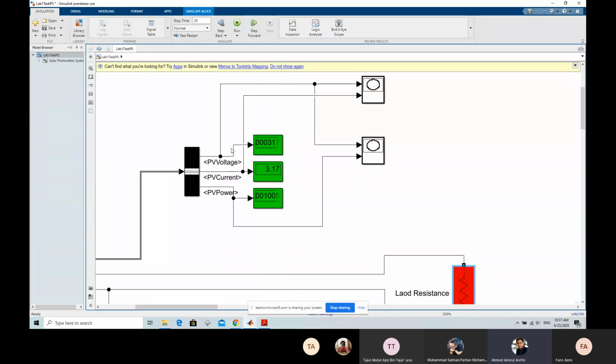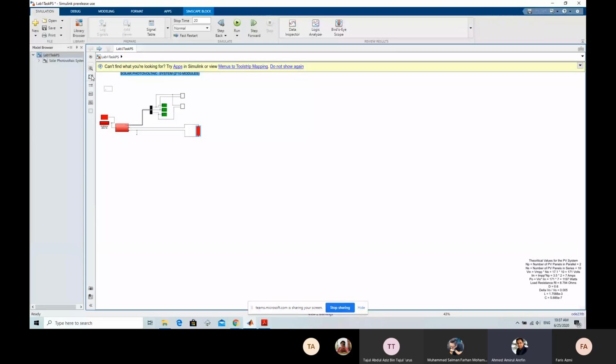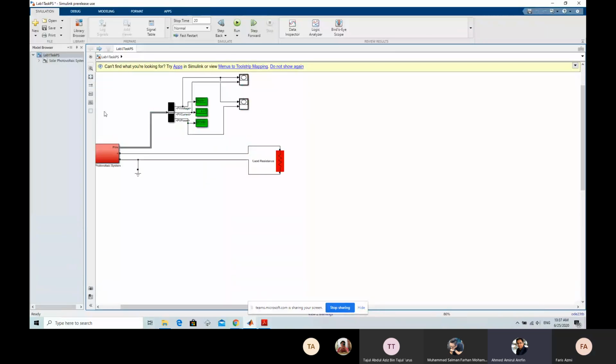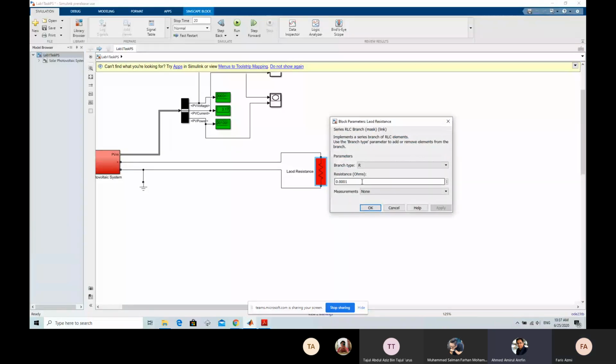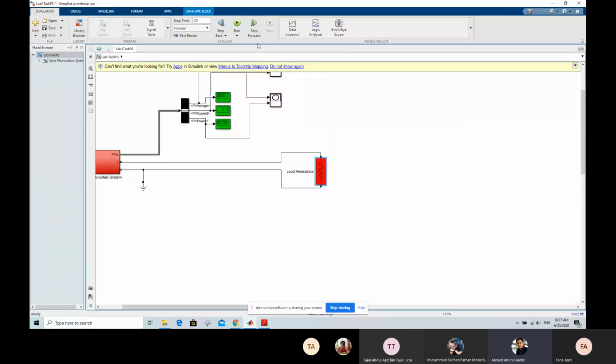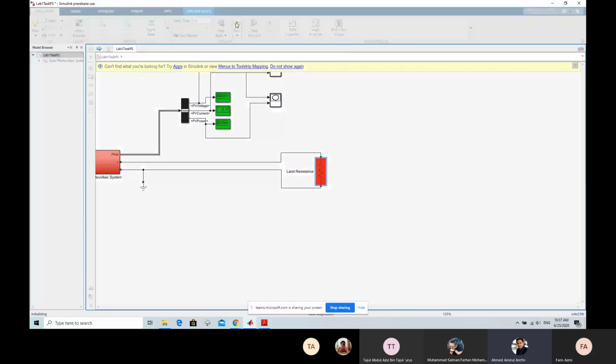Now we'll do the open circuit. For the open circuit, you can click on the load resistance, the red one, and just need to change it. Now for the open circuit, our target is to minimize the current. If you want to minimize the current, you have to maximize the resistance value. So try to put a large number like 1000. Is it okay? Then run and see the values.